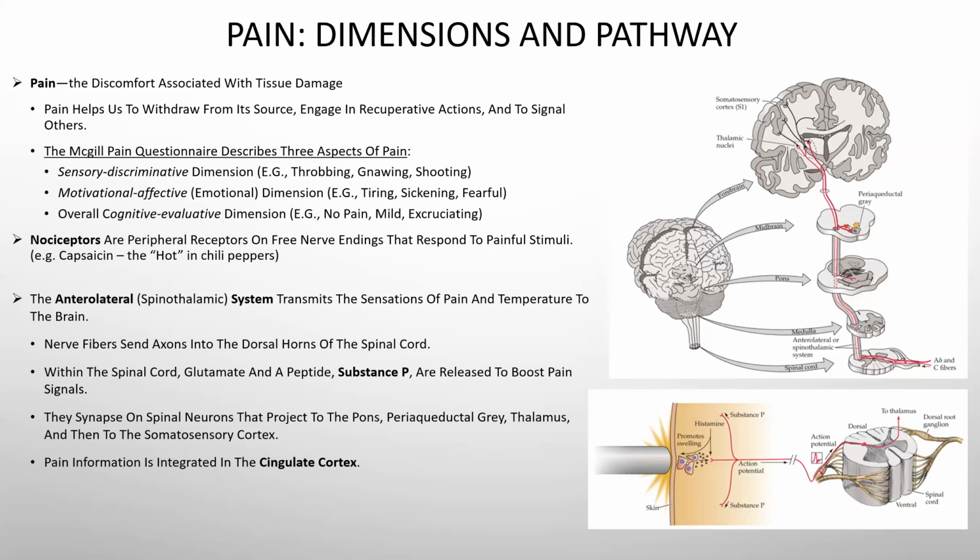The McGill Pain Questionnaire describes 3 aspects of pain. So if it wasn't already complicated enough, we have a sensory discriminative dimension, which here we're looking at throbbing, gnawing, shooting pain. But we also have motivational affective dimensions. What about being fearful? What about being sickened? And then cognitive evaluative dimensions. No pain, mild, excruciating, but just thinking about painful, like, for instance, a painful heartbreak. That's an emotional pain.